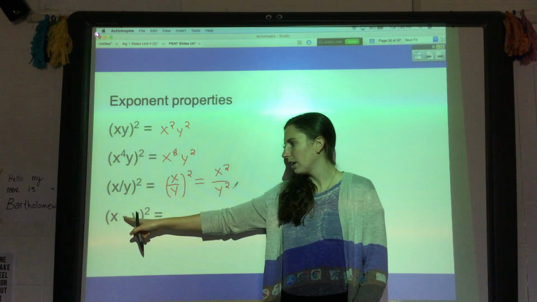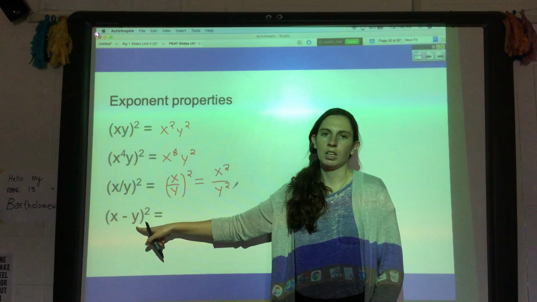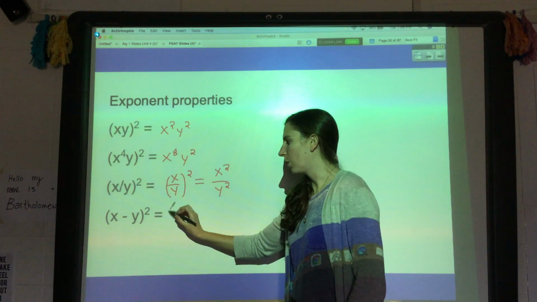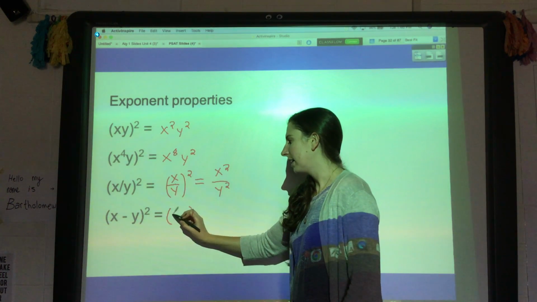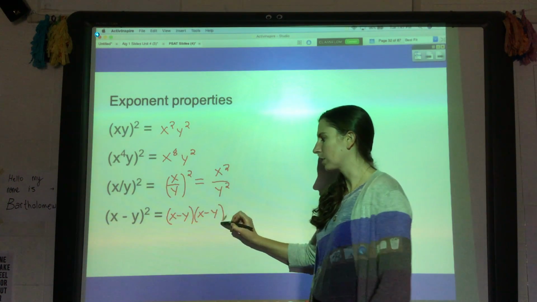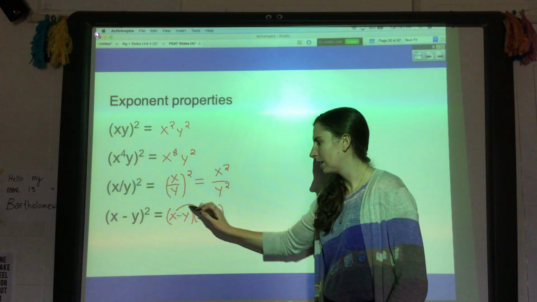However, this does not apply if you ever have multiple terms. So if you ever have a plus or a minus in here, you cannot just square them both. You have to actually multiply it out because you're going to end up with more terms. So x minus y squared is the same as x minus y times itself, because that's what squared means. And you'll see when I multiply this out, I get quite a bit.